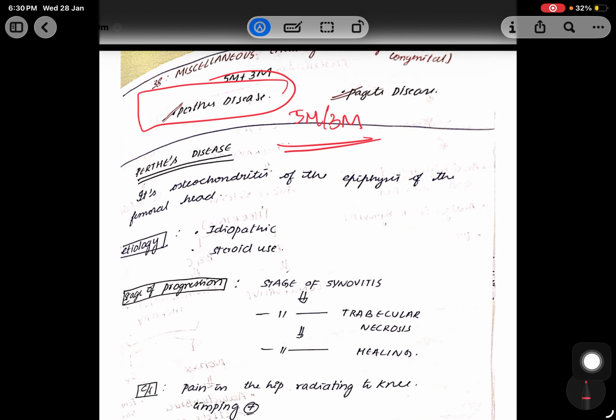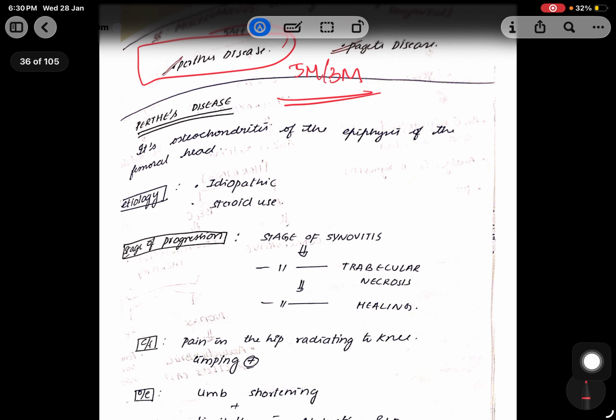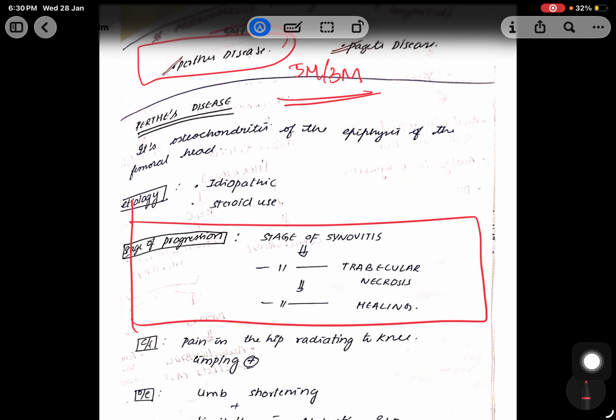This is a favorite question for your examiner. So what happens here is, stages are important. So first, last stage of synovitis, then trabecular bone gets necrosed, then again it heals. Where is it happening? At the hip joint.